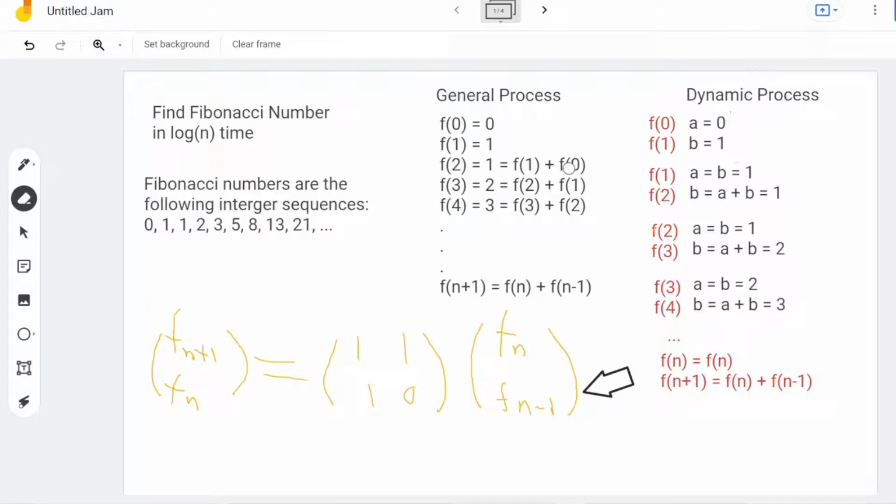Hello everyone, today I will talk about finding Fibonacci number in log n time. The classic process to find the Fibonacci number is the recurrence method. You are given the first two terms of the Fibonacci sequence. They are 0 and 1. And each subsequent term is the sum of the previous two terms.